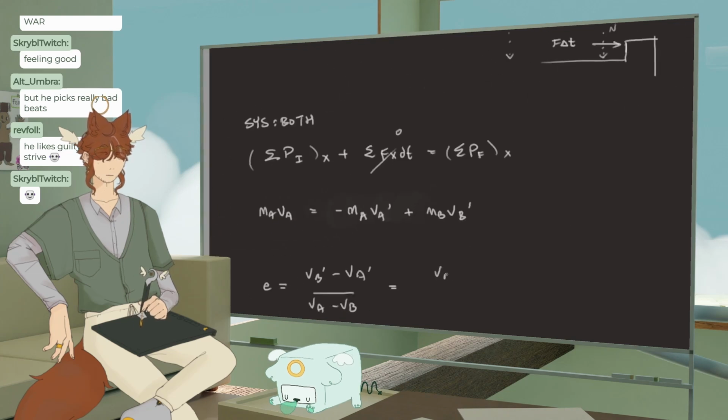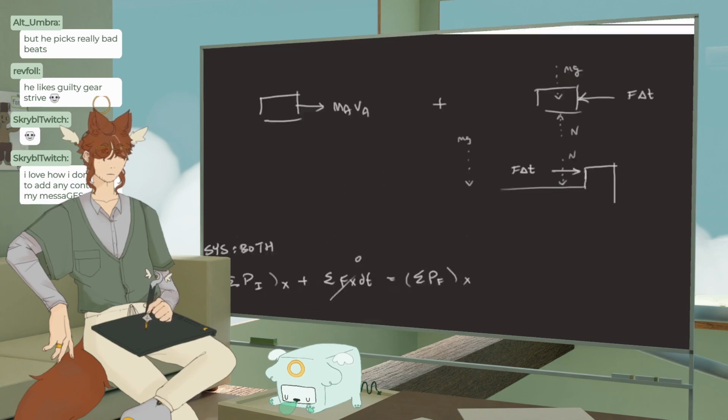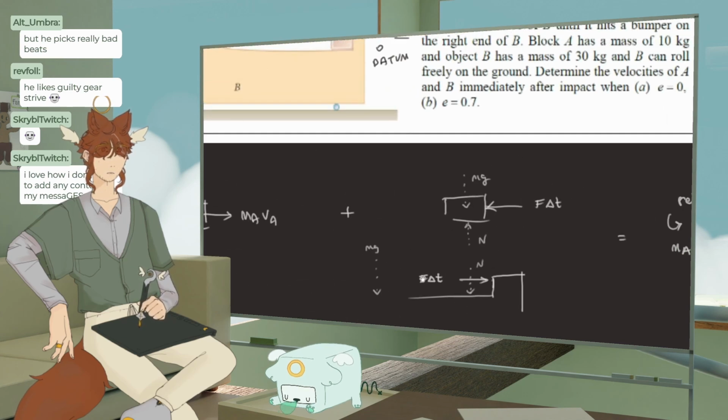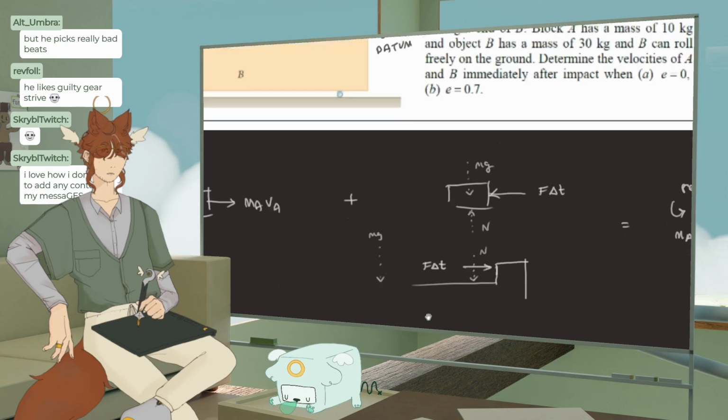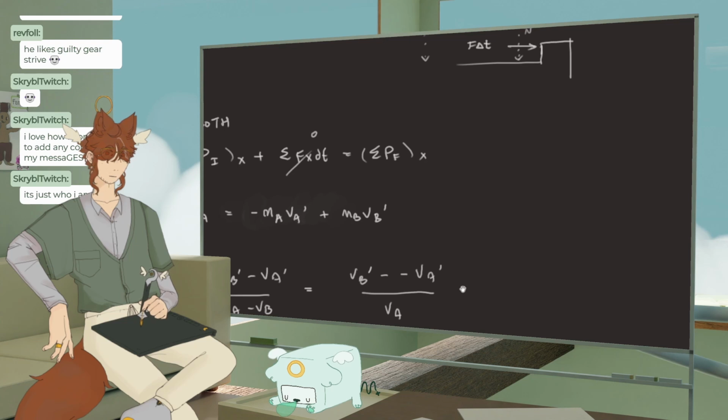Okay, so this one is VB prime minus. And then we say VA, or what's our VA? Oh, we don't know VA yet. We'll get there though. Equals VB prime plus.